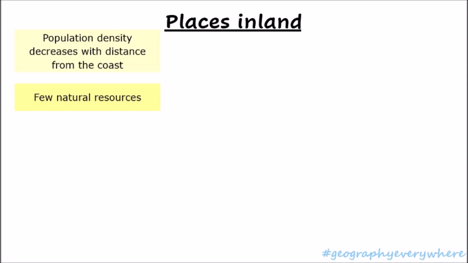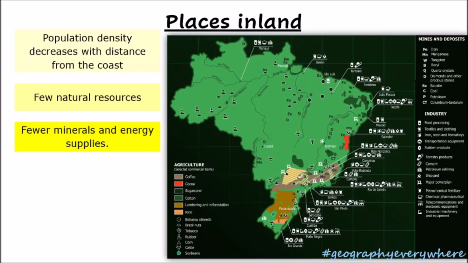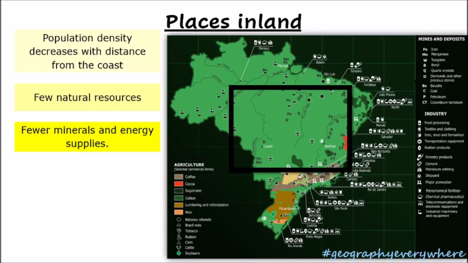Inland, there are very few natural resources and few minerals and energy supplies. If we look at this map showing the resources in all of Brazil, and we look at the places inland, we'll see there really isn't much resources. There are a few mines, like iron and diamonds, and there are also some cattle ranches. But apart from that, in this area, there are no other resources. This means that there might be a lack of jobs in the area.